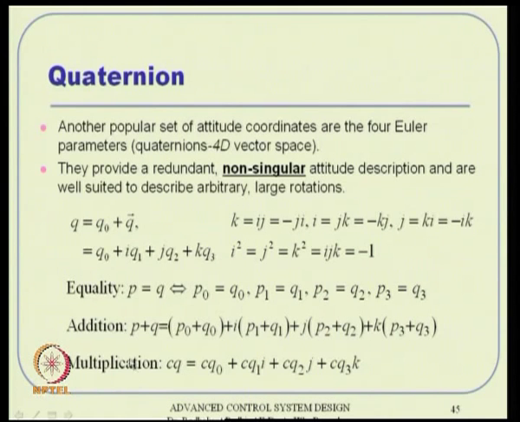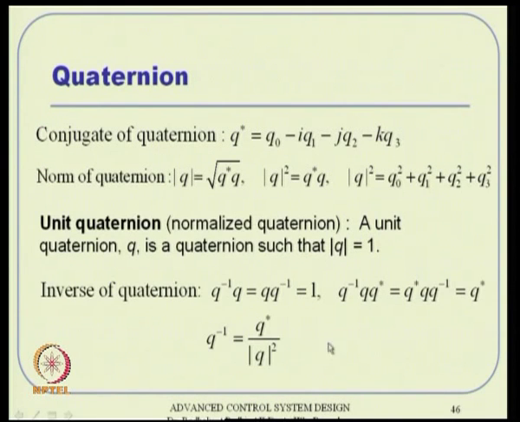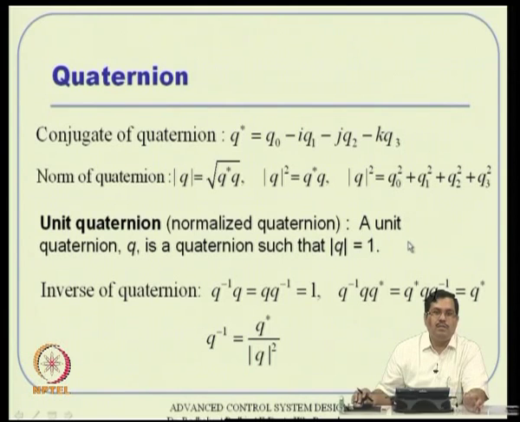Anyway, coming back to this, addition you can define that way. Suppose you have two quaternions, let us say P and Q. P will have P0 plus P1, P2, P3, Q will have Q0 plus Q1, Q2, Q3, and with respect to that you can define addition and multiplication like that. Then there is a conjugate quaternion, which is the negative of all the vector quantities, and the norm of the quaternion is defined like that. Obviously, this norm squared, Q0 square plus Q1 square plus Q2 square plus Q3 square, happens to be 1. That is called a unit quaternion. That is actually a constraint that you have to operate with.